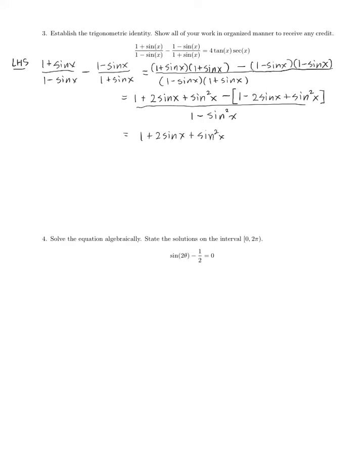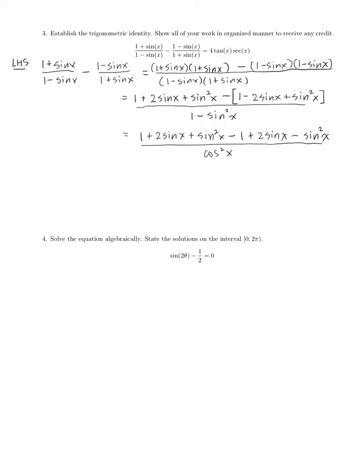Okay, I'm going to distribute the negative sign in now. All right, so let me see. 1 minus sine square of x, that's the same thing as cosine square of x. So I'm just going to replace that. And if it doesn't work out, I'll convert it back into 1 minus sine square of x.